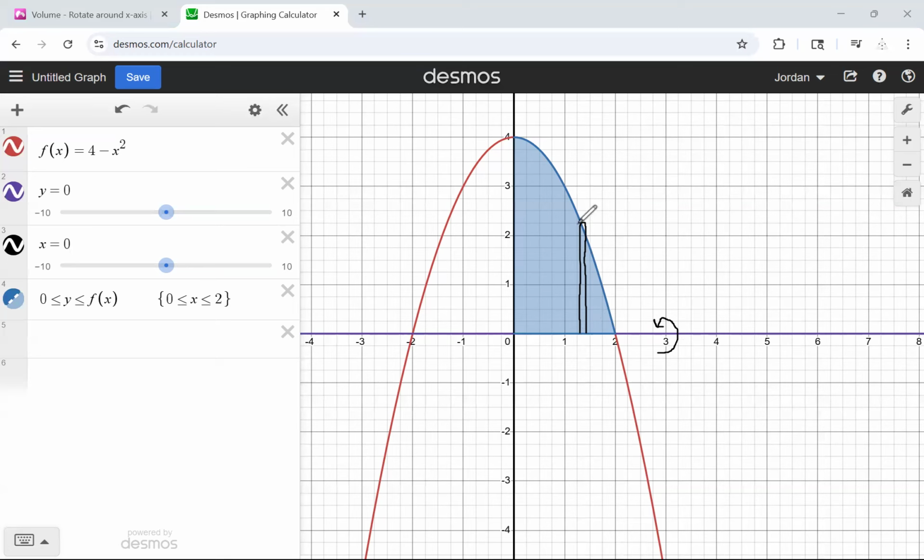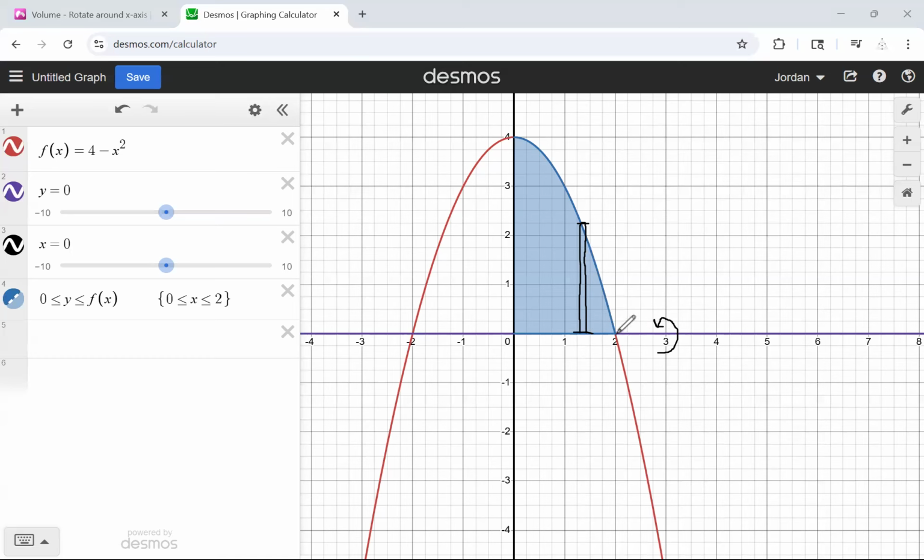The height of the rectangle goes from the curve down to the x-axis, or y equals 0. So from the curve at the top of the rectangle down to the bottom of the rectangle, which is not x equals 0, it's y equals 0, the x-axis. So now we're ready to set this up.